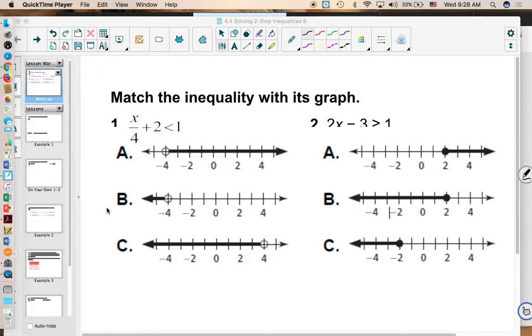Today we're going to be solving two-step inequalities, okay? The process is the same. What I want you to do is take a look at number one and match it with the graph. So you're going to need to solve it and match it with the graph.